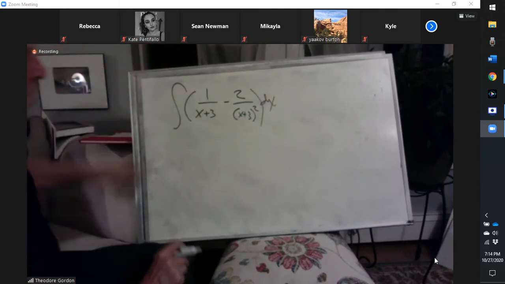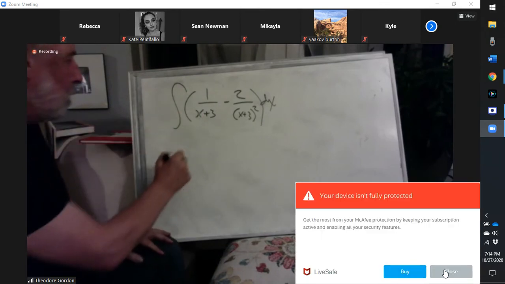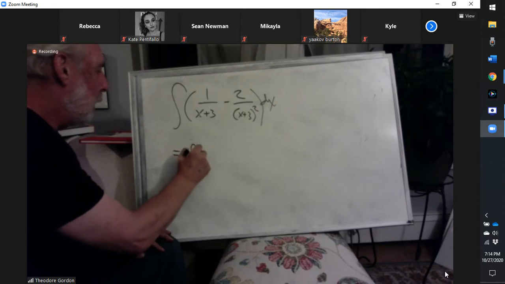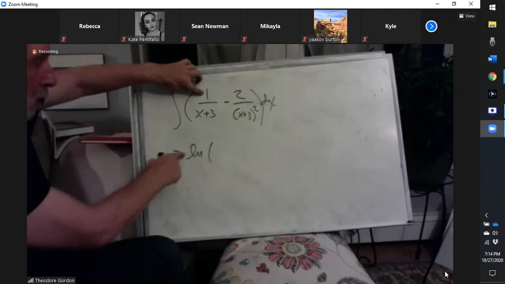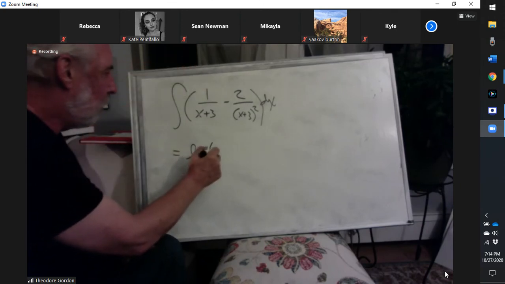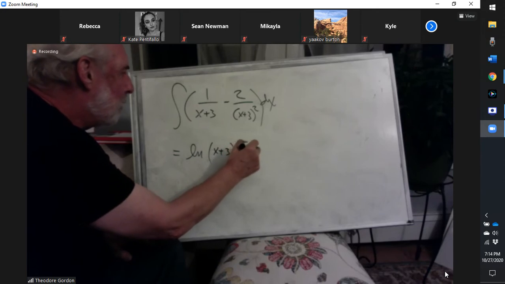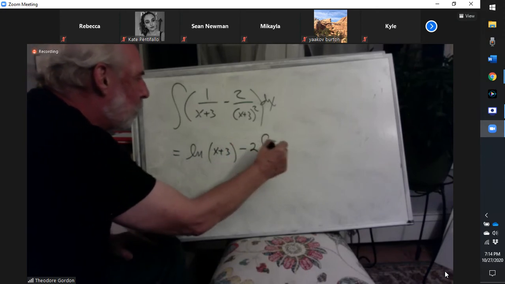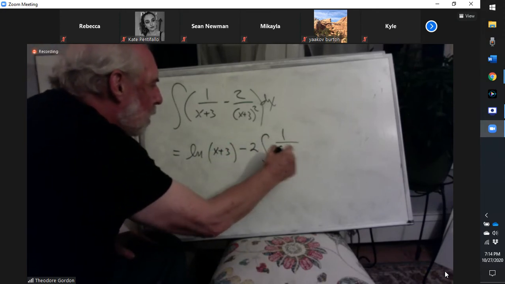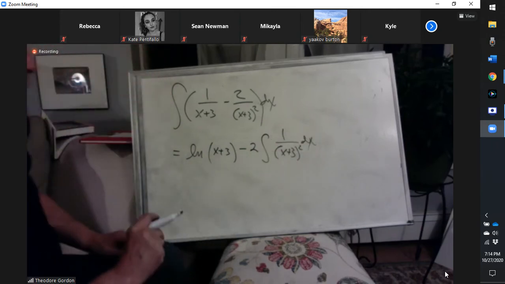Okay. This is just linear. It's x to the first. So this just becomes the ln of, so 1. If this was a 3, I'd put a 3 here, but it was a -2, I'd put it. So the ln of x plus 3 minus 2 times the integral of 1 over x plus 3 squared dx.